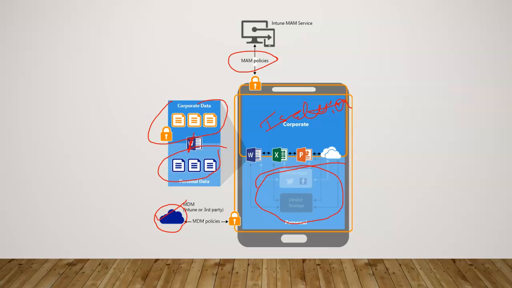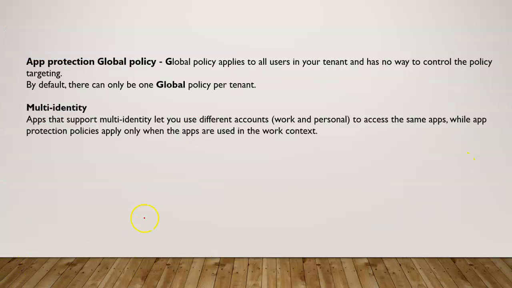Now we also need to understand two more terms specific to app protection policies. One would be the app protection global policy. There is a policy which you create at the top level or root level, that's called the global policy. These are the policies which apply to everyone, every user within your tenant. For example, if you want to apply some specific setting for OneDrive or SharePoint globally, you can do that from the global policies.